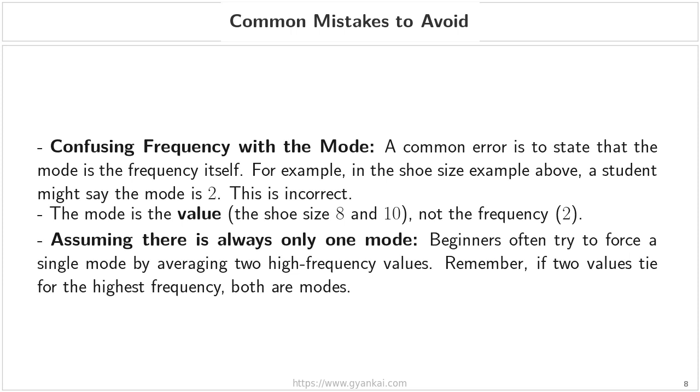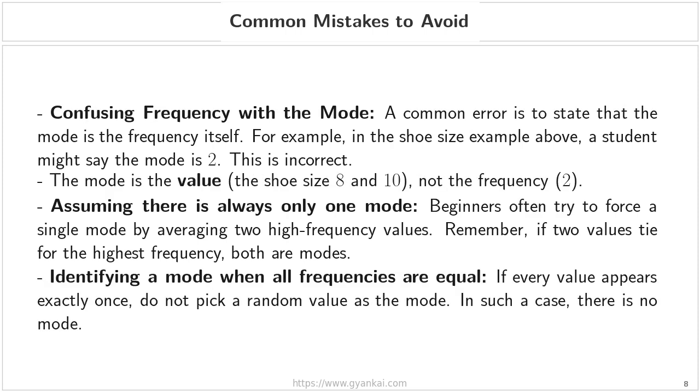Second, do not fall into the trap of assuming there must always be only one mode. When I first started learning statistics, I often felt the urge to fix the data by averaging the two high-frequency values together to get a single number. Please avoid this. If two different values tie for the highest frequency, as we saw with sizes 8 and 10, you must acknowledge both. They are both modes.